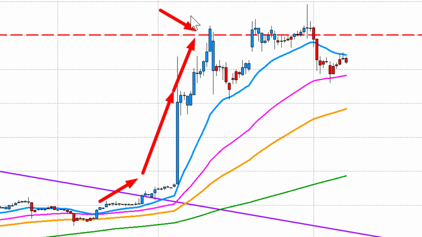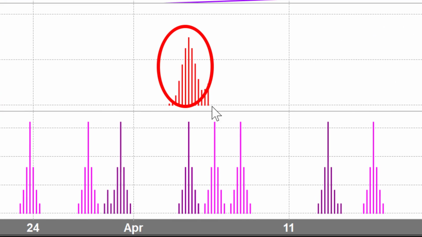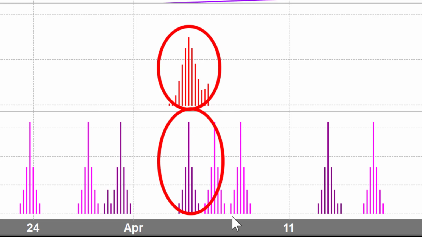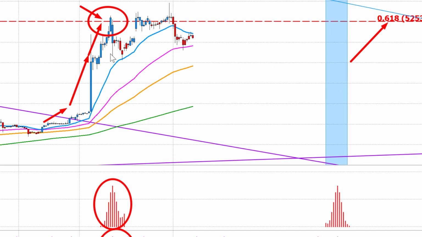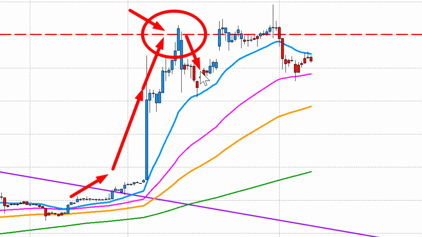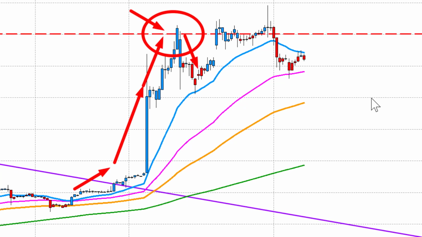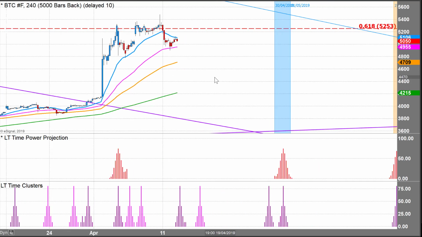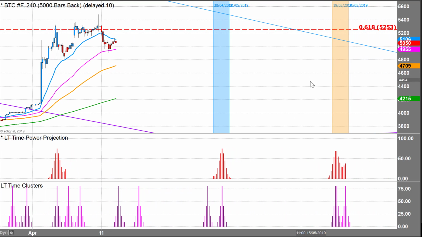And notice as price hit this level of price resistance, we also had time resistance, time power projection. As you can see, we had a clustering of time relationships coming together, forming this time power projection. And you can see what happened afterwards. Essentially, it hit an iceberg and price stalled. Actually, it fell slightly, and it's going sideways right now. So what does it mean about these future time projections that we're seeing here?